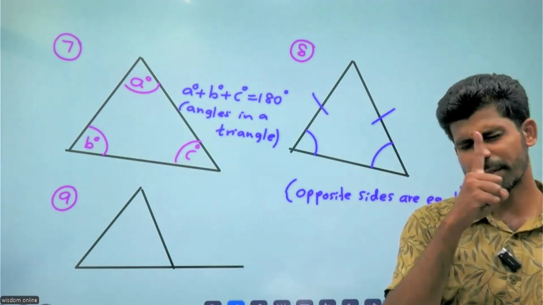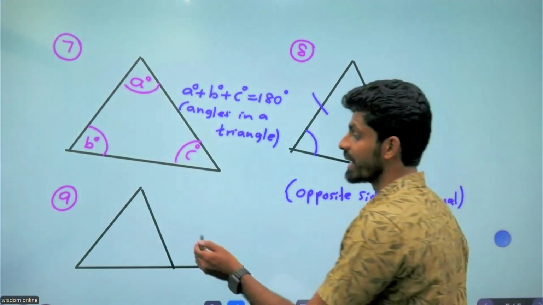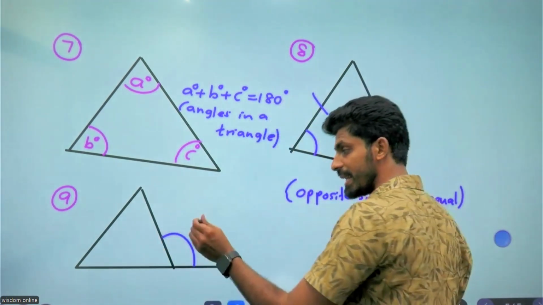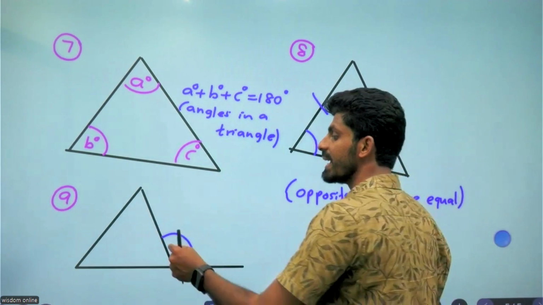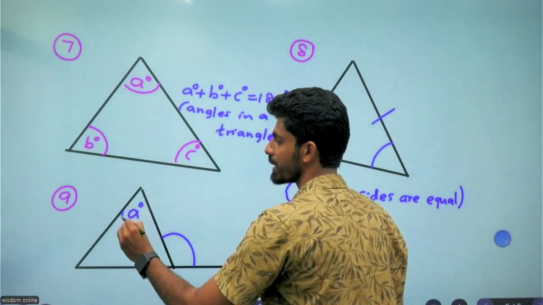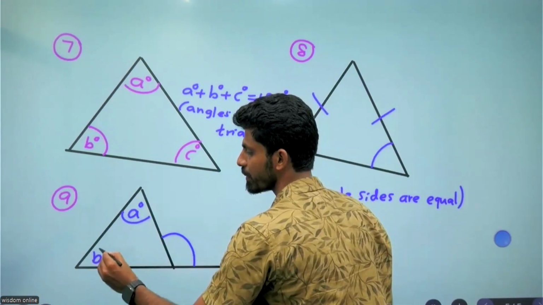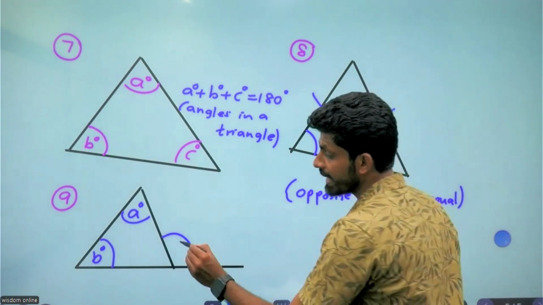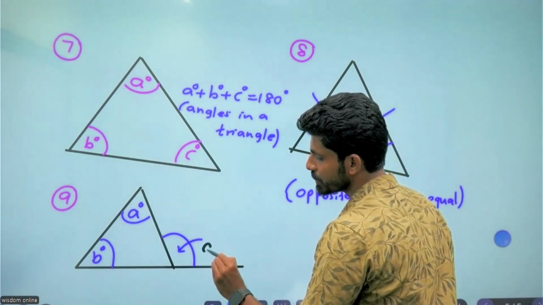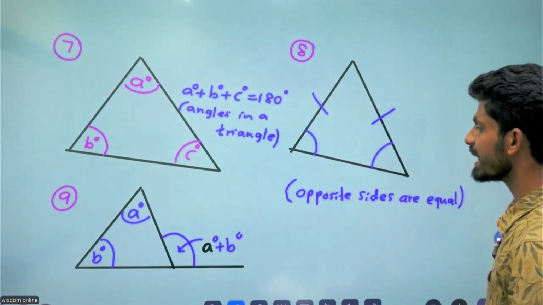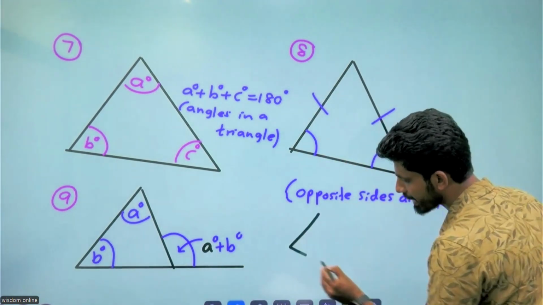Theorem number 9. That one is really important. Exterior angle equals the sum of the interior opposite angles. Just think this one equals A, this one equals B. So what is the value of this angle? A plus B. Right? A plus B is the value of this angle.